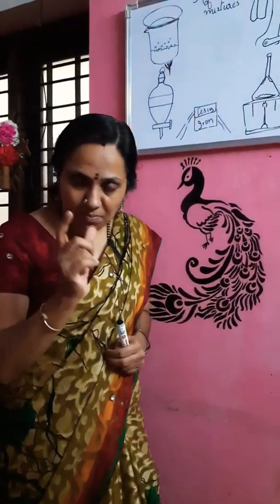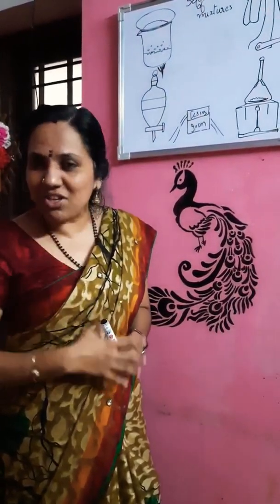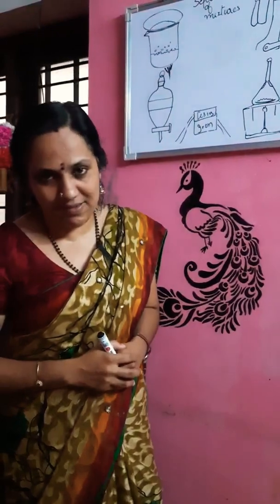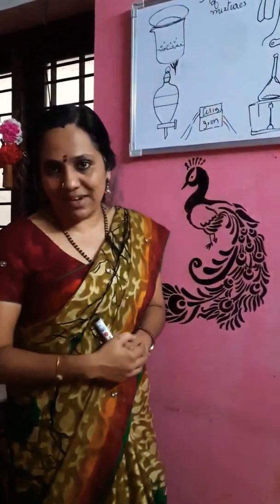So the process of sublimation is used there. The sublimation process can be used only for those mixtures in which one of the components is a sublimable substance. Here ammonium chloride is a sublimable substance, so we can use this technique.